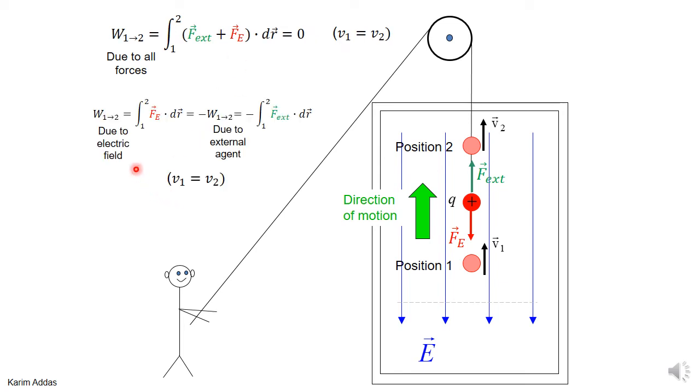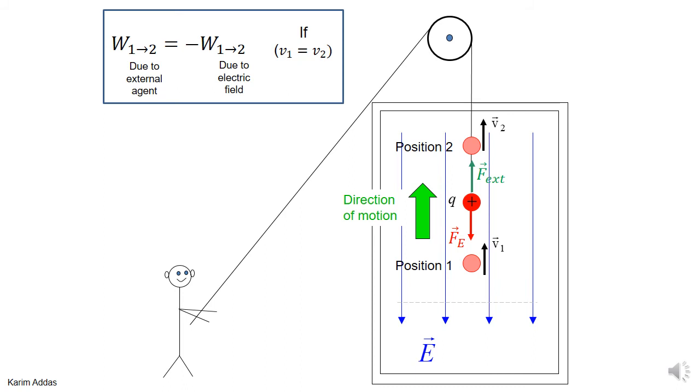So that means that the work due to the electric field, this part, is the negative of the work due to the external agent, this part, because the sum of the two works is 0, so each one is the negative of the other. And this is only the case when the initial speed is equal to the final speed. So we conclude an important point, which is that the work to go from one position to another due to an external agent is the negative of the work due to the electric field if the speeds are the same at the initial and final positions.